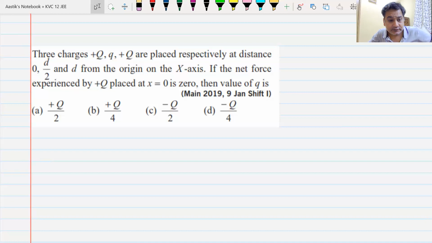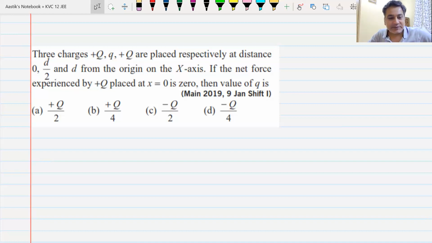Everyone got the answer? Yes, I got the answer here. What was the question? Question number 5, the answer is D, minus q by 4. Anyone got this? Yes, sir. Well done. Then you get +4 in JEE 2019.